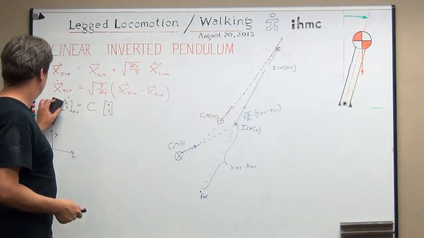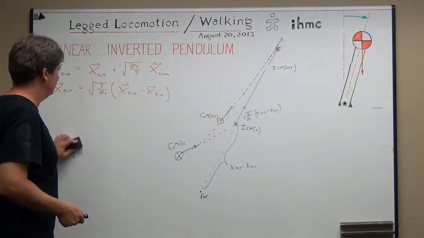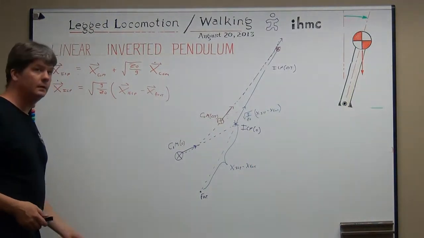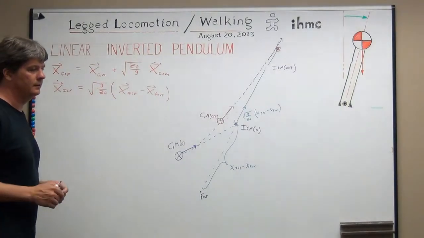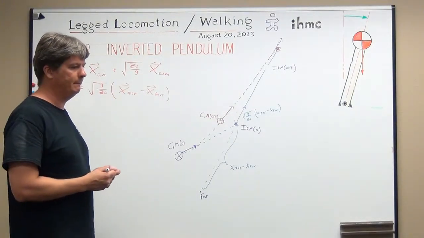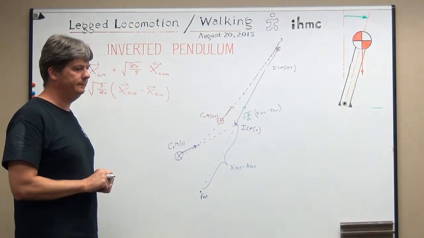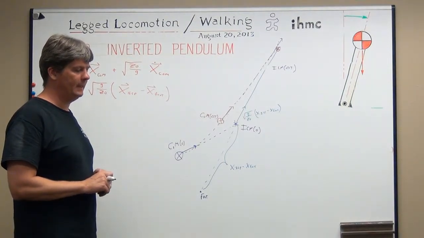Question. For an initial location and velocity of the COM, just any location and any velocity, I pick an arbitrary foot placement point.